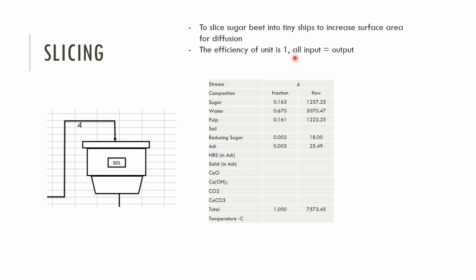Next is slicing. The purpose of slicing is to slice the sugar beet into tiny chips to increase the surface area for diffusion. The efficiency of the unit is 1, which means all the input mass flow rate will also be the output. The input mass flow rate of this unit operation is 7,573.45 kg per hour.